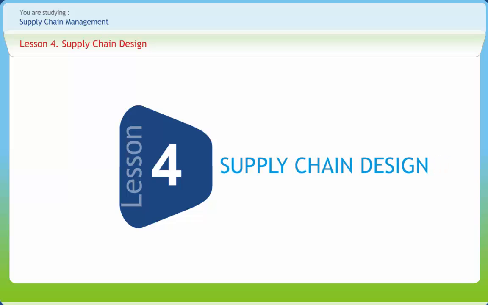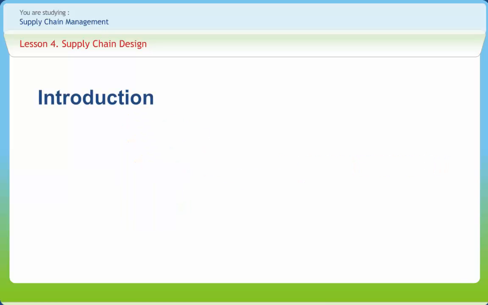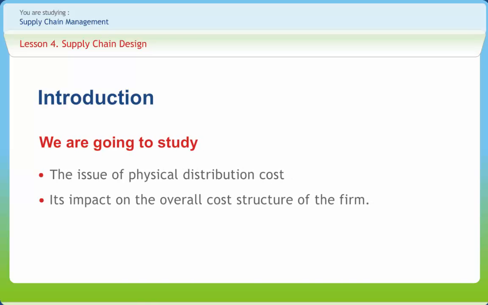Supply chain design. Focusing on supply chain design is one way companies can combat the problems caused by increased competition and shorter product life cycles. Supply chain design attempts to create the appropriate supply chain for companies' operating environment. This lesson discusses such dynamics as related to supply chain design.